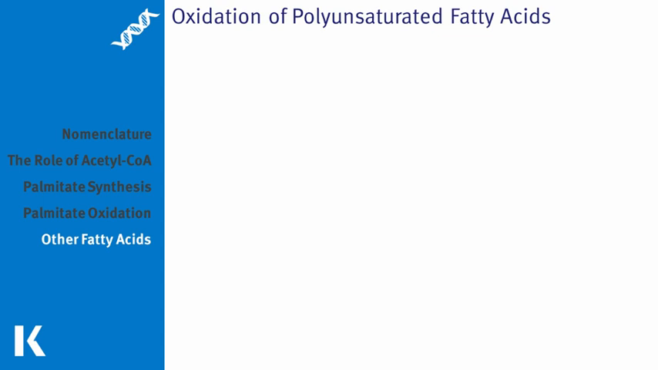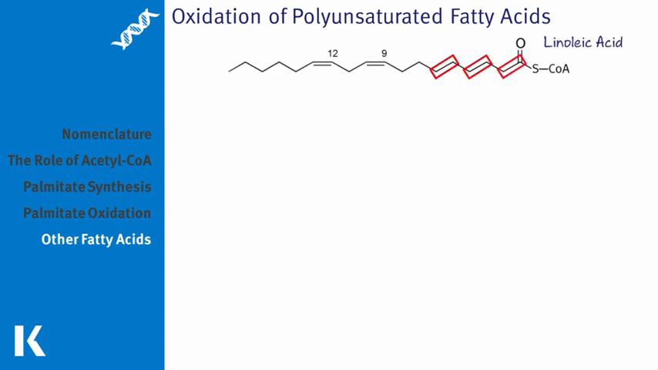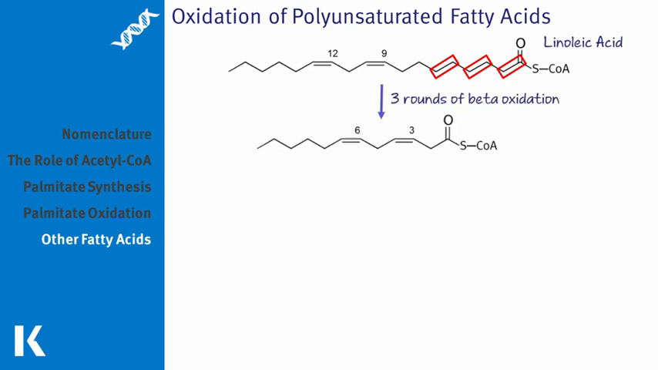Unsaturated fatty acids must undergo additional reactions to continue beta oxidation because with the presence of unsaturation, the enzymes required for oxidation do not recognize these substrates. Consider linoleic acid. The first 6 carbons can be oxidized through beta oxidation, but after 3 rounds, a double bond is present that sterically hinders the enzymes involved in oxidation.